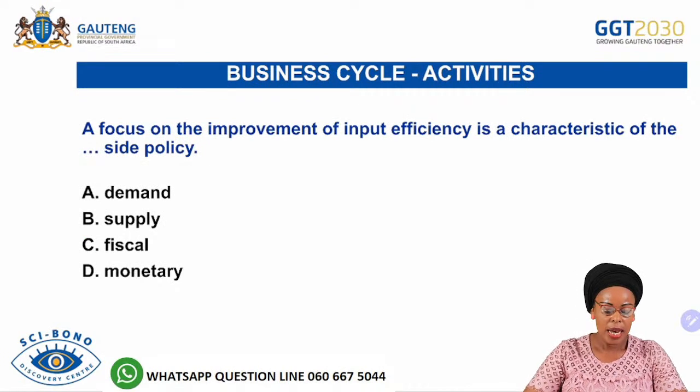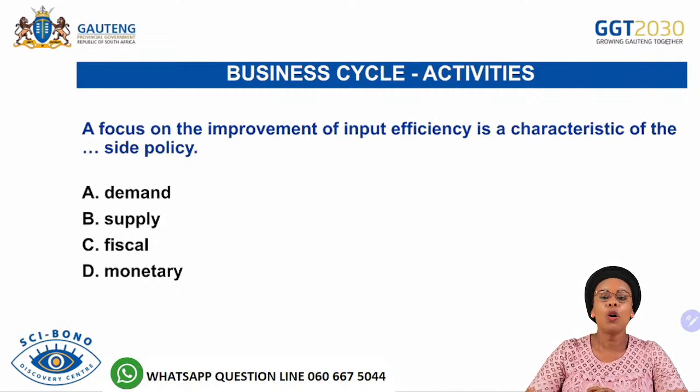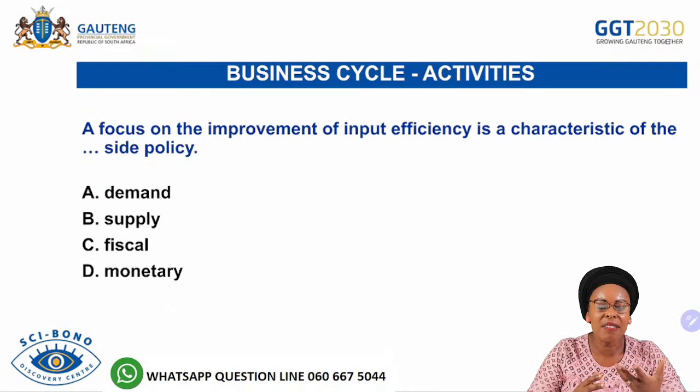Another example: a focus on the improvement of input efficiency is a characteristic of the what side policy? When Mr. Letiani was presenting, he mentioned that under the demand side policy, that is when we have the Phillips curve, for example, the government can trade off between how much inflation and how much unemployment. He even mentioned that if demand keeps on increasing faster than the supply, then inflation will be a problem. So the demand side policy even focuses on monetary policy and fiscal policy, which increases aggregate demand.